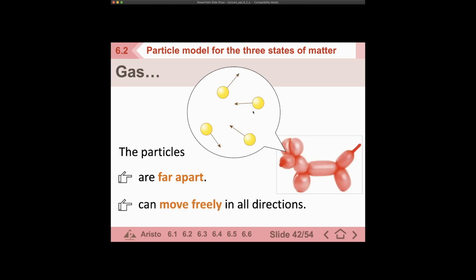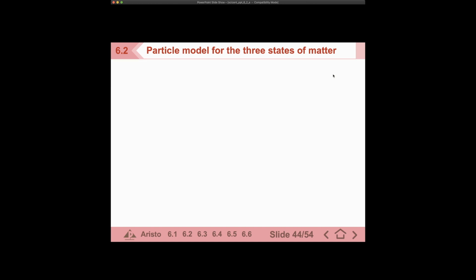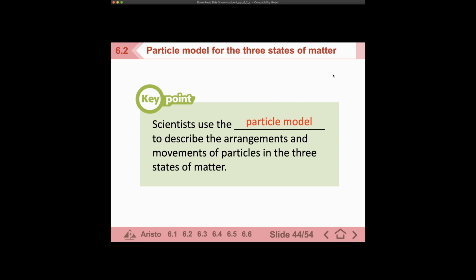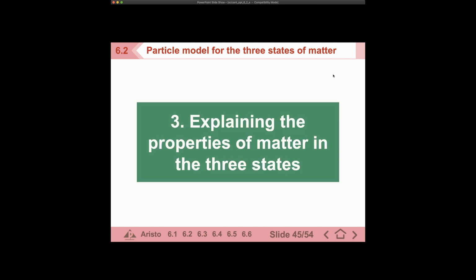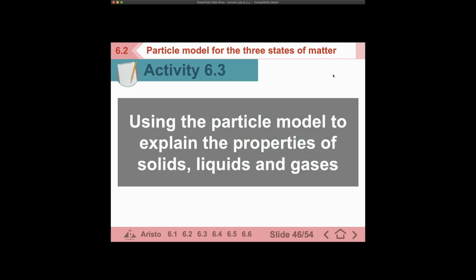And for gas, the particles are far apart. They can move freely in all directions. You cannot predict the direction of the particles. So the key point is scientists use the particle model to describe the arrangements and movements of particles in the three states of matter. The last part of this video is to explain the properties of matter in the three states. We will use the particle model to explain the properties of solids, liquids, and gases.